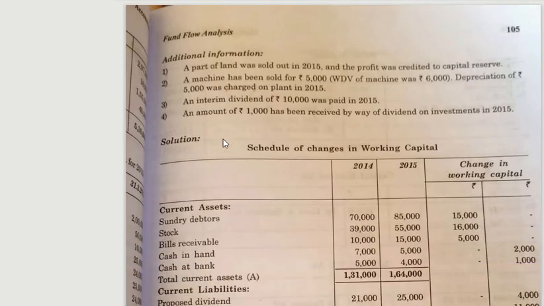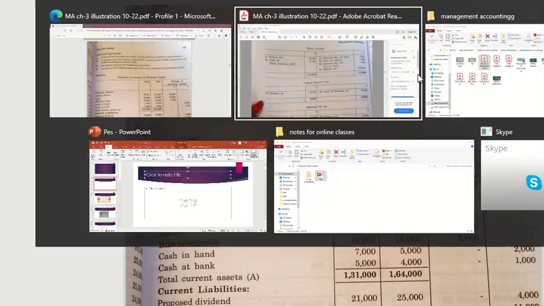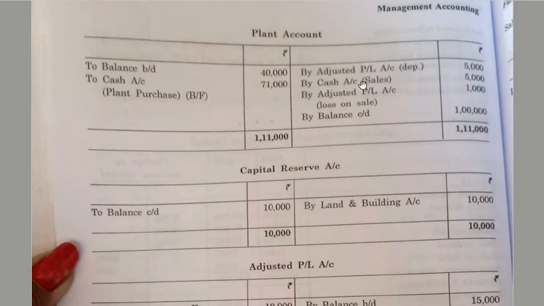And in the adjustment they have told a machine has been sold for 5,000, written down value of the machine is 6,000. So by cash account, sales amount is 5,000. What is the written down value of the machine? 6,000. So meaning to tell, it is sold at a loss of 1,000, 6,000 minus 5,000. So by adjusted profit and loss account, loss on sale is 1,000.